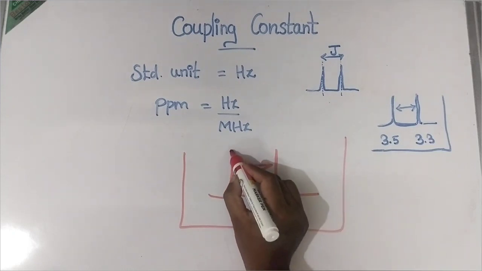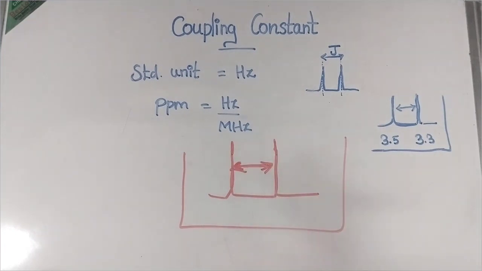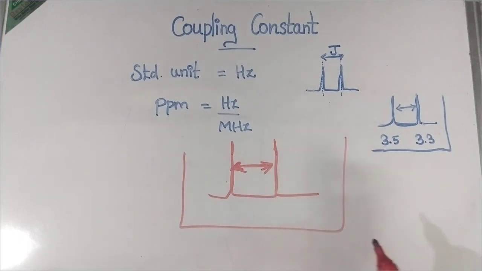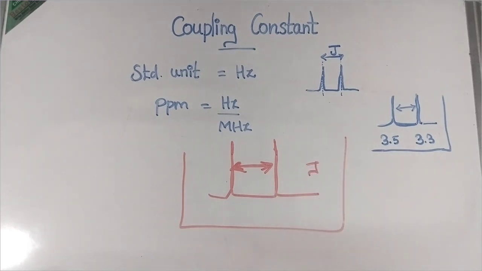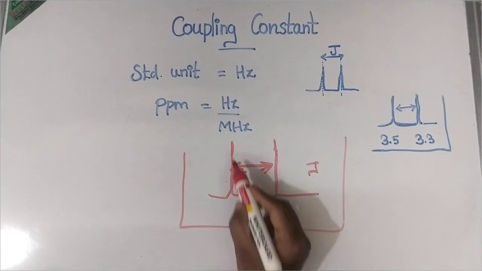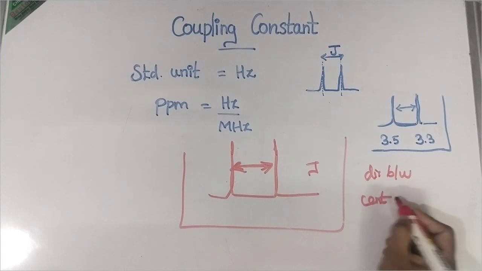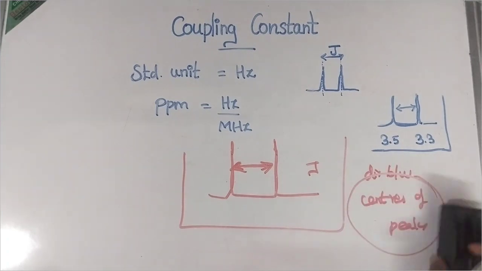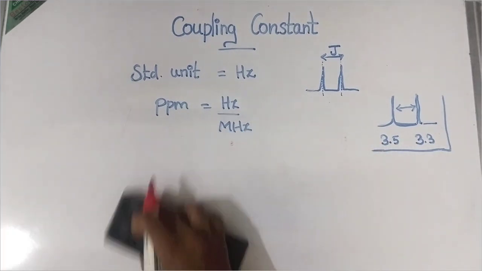From the center, from this to this, there is a separation. The distance between the two peaks, center of the two peaks. The distance between the centers of the two peaks is known as J, the coupling constant, right? Separation of two peaks, distance between centers of peaks is known as coupling constant.